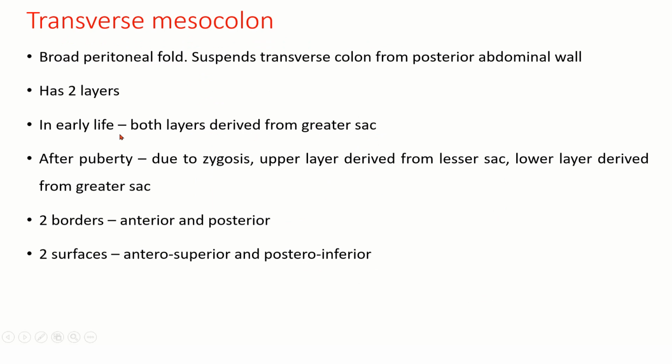So in early life, both layers of the transverse mesocolon were derived from the greater sac, as I have shown in the earlier diagram, but after puberty, due to zygosis, the upper layer is derived from the lesser sac and the lower layer is derived from the greater sac. Now let us continue with this.